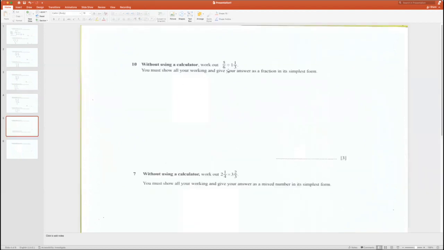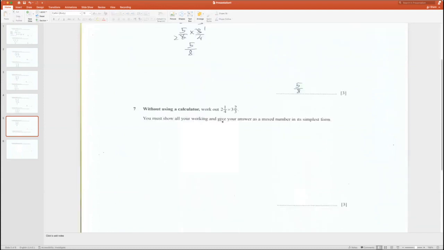Without using a calculator, work out. 5 over 6, and 3 times 1, 3 plus 1, 4, 4 over 3. So division, multiplication, then reciprocal. Now we can simplify. 3 times 1, 3 times 2, then 5 times 1 is 5, 2 times 4 is 8. The answer is 5 over 8.